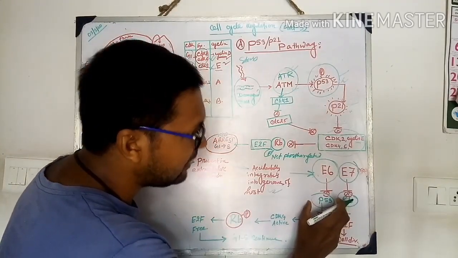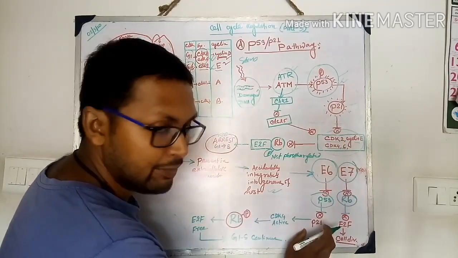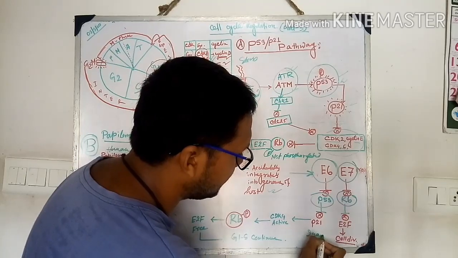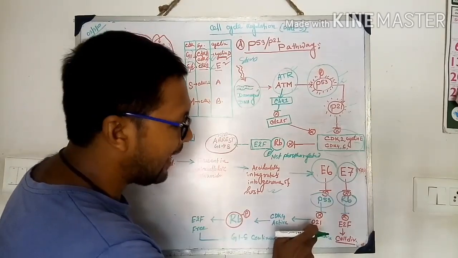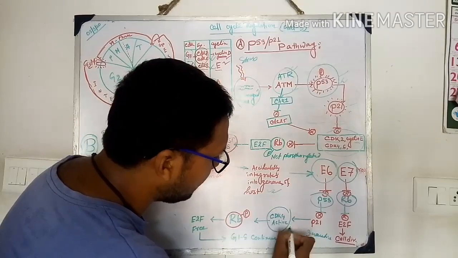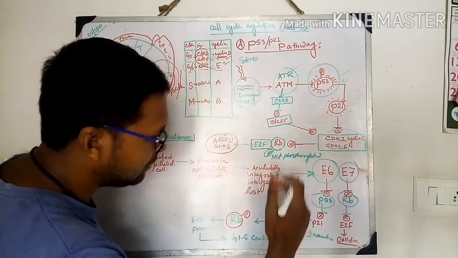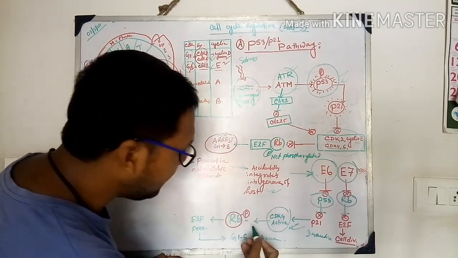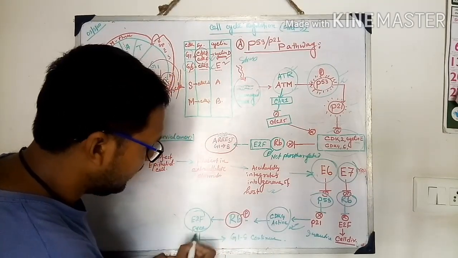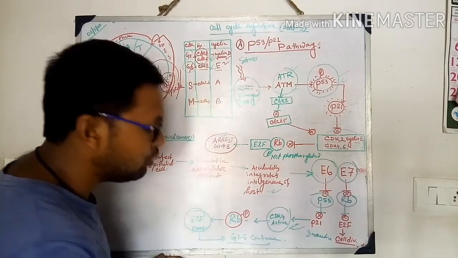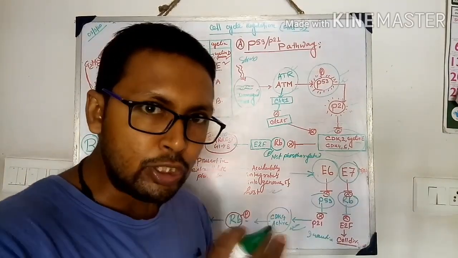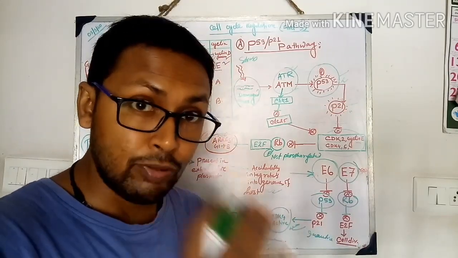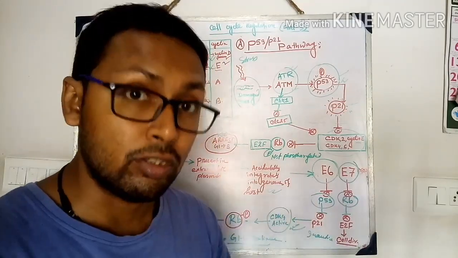when P53 is inactivated, then P21 will not be activated, it will be inhibited. It will be present in inactive condition. When this is in inactive condition, CDK4 will be active. When CDK4 is continuously active, it will phosphorylate the RB gene. When RB is phosphorylated, E2F is free to transfer the G1 to S continuously. So the cell will not be arrested at the G1 to S stage. So this will form a wart or tumor.